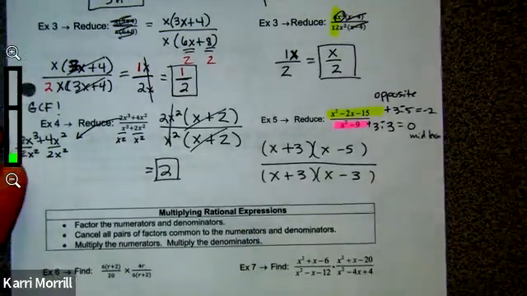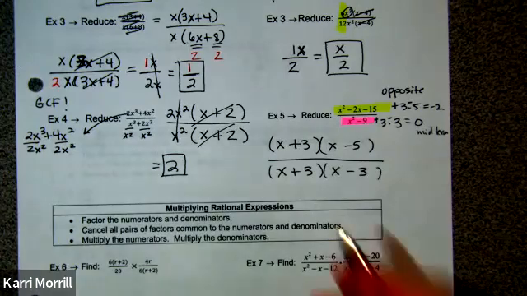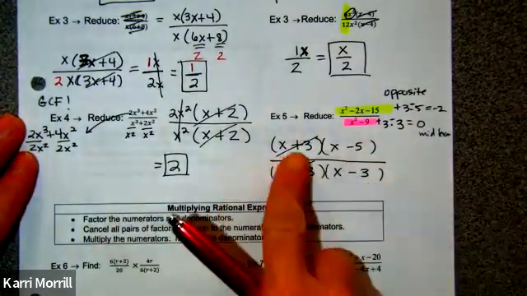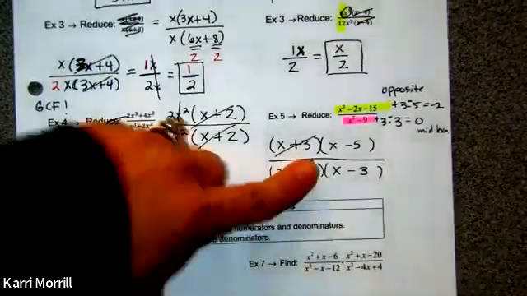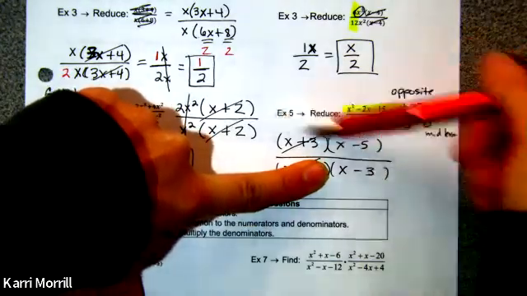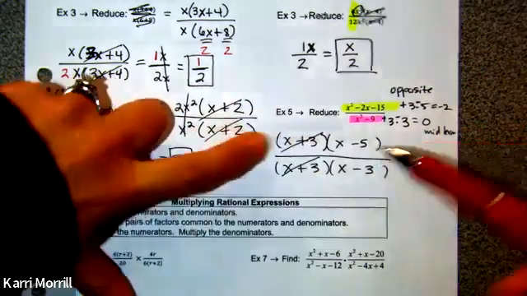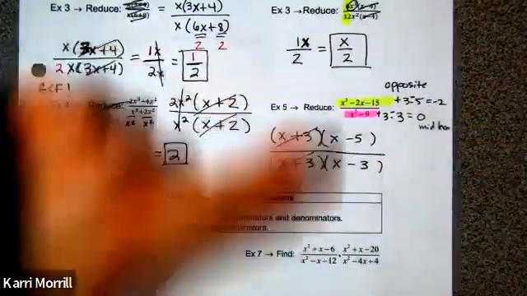So what cancels? What parentheses are exactly the same? The first one here and here. Just make sure you don't accidentally cancel an x plus 3 with an x minus 3 because they're not alike, are they? They look similar, but they have different signs. So make sure they are exactly alike.